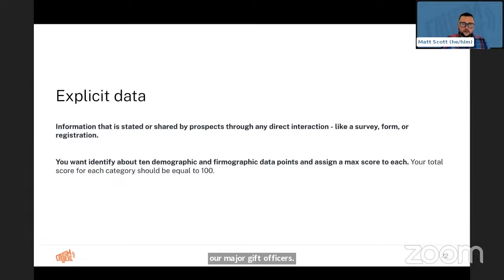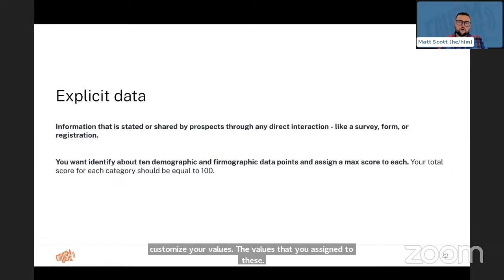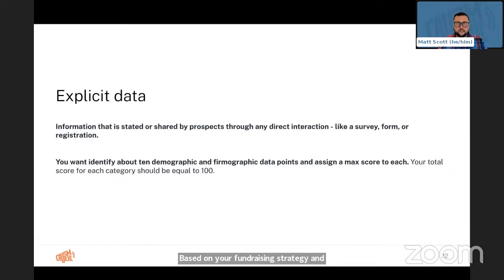So you actually want to customize the values that you assign to these based on your fundraising strategy and your unique approach, right? So if you want, for example, to really grow a robust monthly giving program, then you might actually assign a higher value to somebody who is younger than you would somebody who's older. You just have to base it on what your fundraising strategy is and apply that kind of logic there.